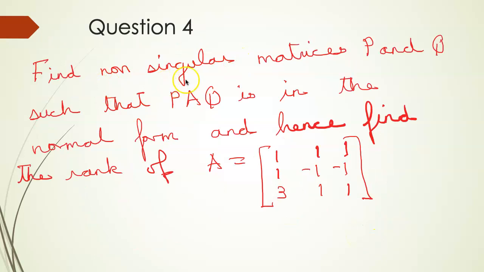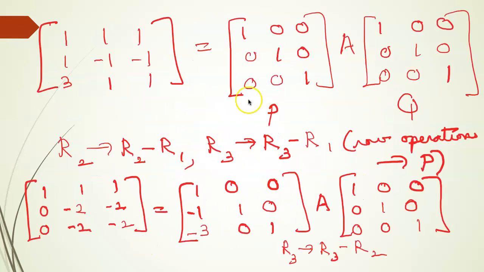Next question. Find non-singular matrices P and Q such that PAQ is in the normal form, and hence find the rank of this matrix A. So we write this as identity matrix, A, identity matrix, because it's 3 by 3 and 3 by 3 here. If there were m rows, you put Im. If there were n columns, it will be In.